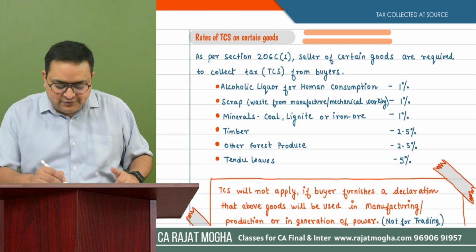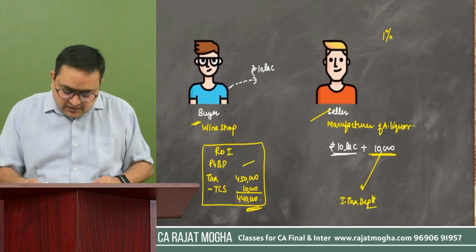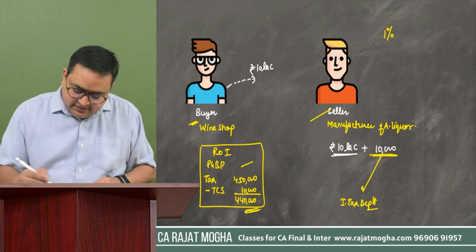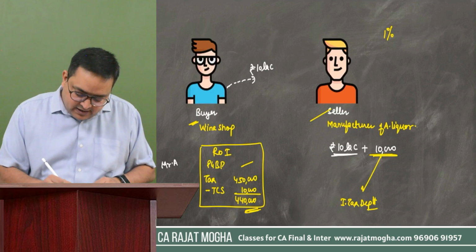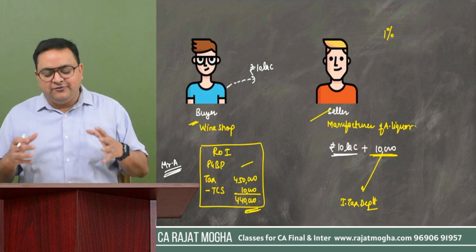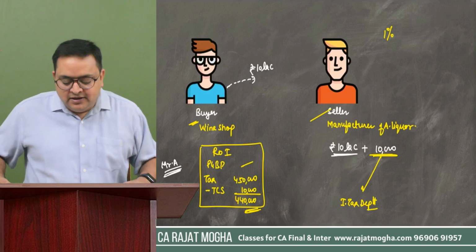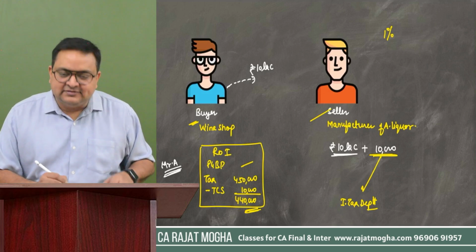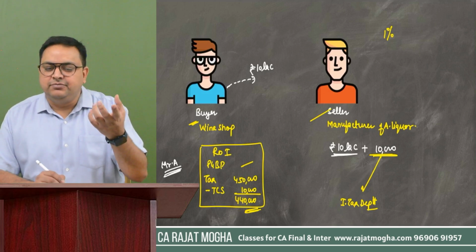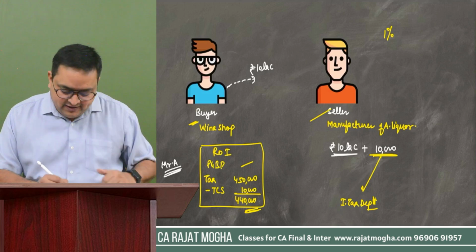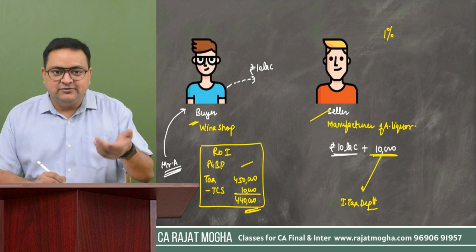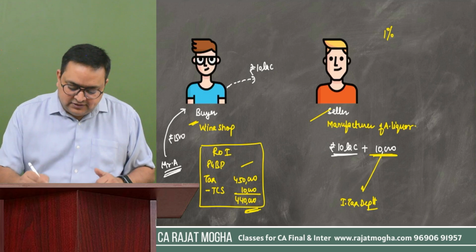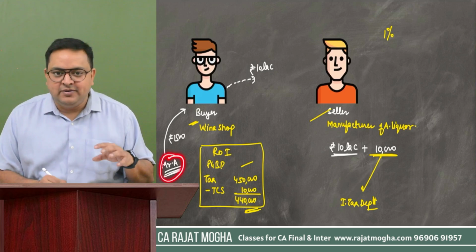And this is very logical also, because let's say there is a person, Mr. A, and Mr. A is in the habit of drinking wine every day. So he's an end consumer, right? Let's say today he has to buy a bottle of wine. So he goes to the wine shop, and the bottle of wine costs rupees 1500. So this person is also purchasing alcohol for human consumption, right?